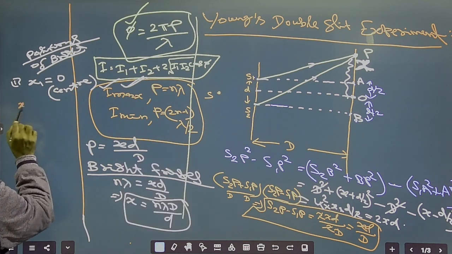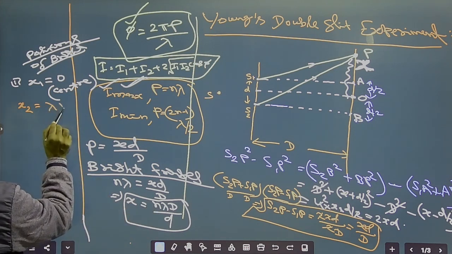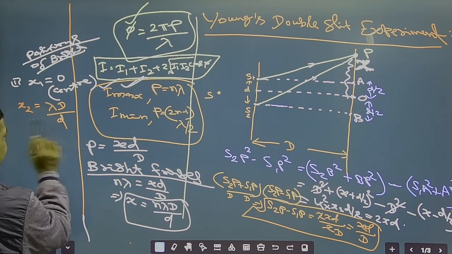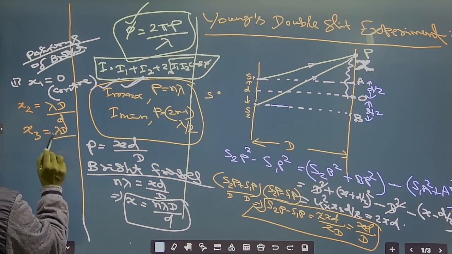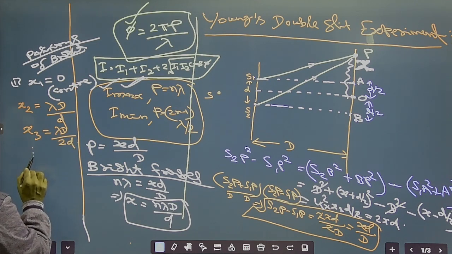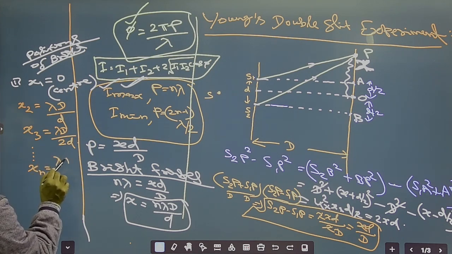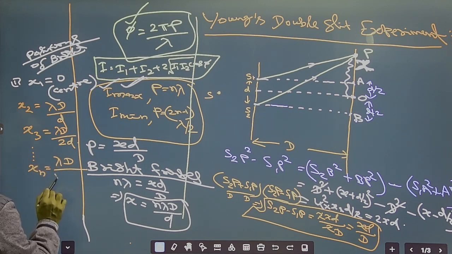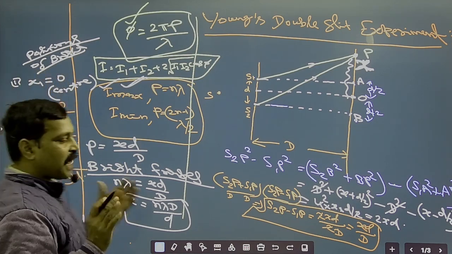Similarly for the second, suppose x2. So x2 will be for n equal to 1, lambda D upon d, right? And similarly for the third fringe we get n equal to 2, so this is 2 lambda D upon d. Similarly we can find the nth fringe: lambda D upon d, putting n, so this will be (n minus 1) into lambda D upon d. So these are the positions of bright fringes.